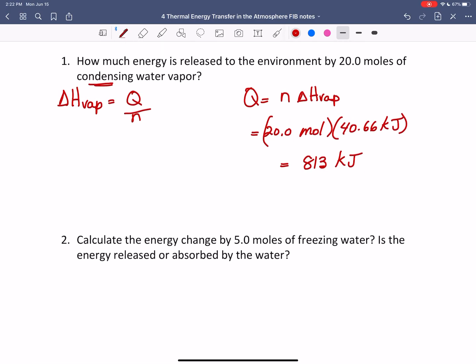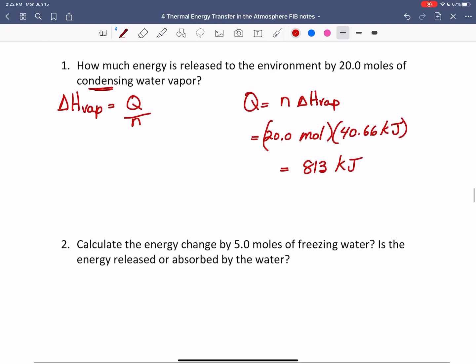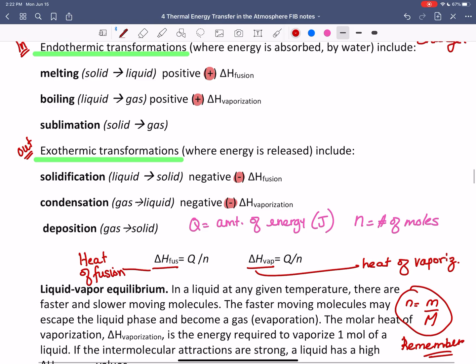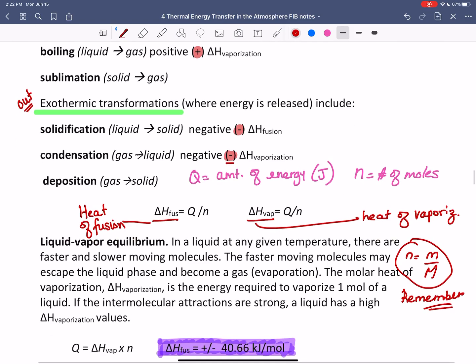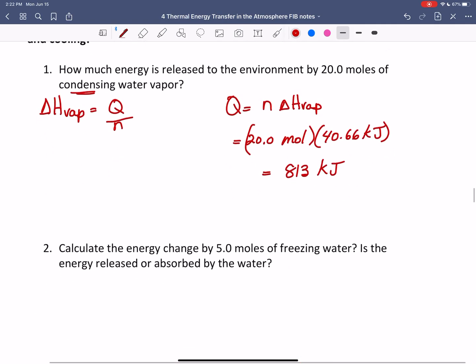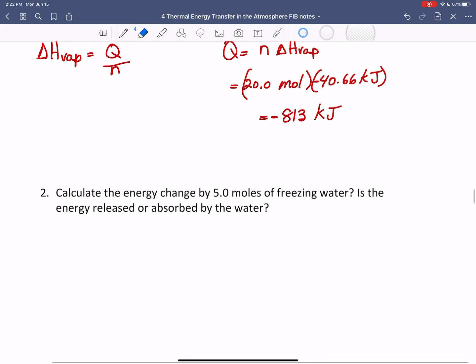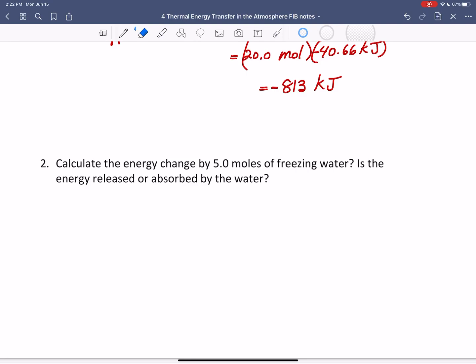And it is condensing. So when I look at this, condensation should be a negative number. So here, this is a negative 40.66. And so this is a negative number. We are removing heat, okay? Released into the environment.